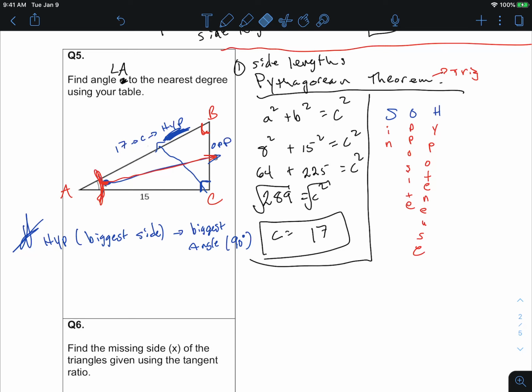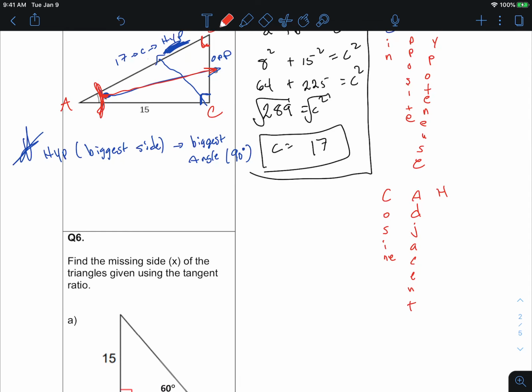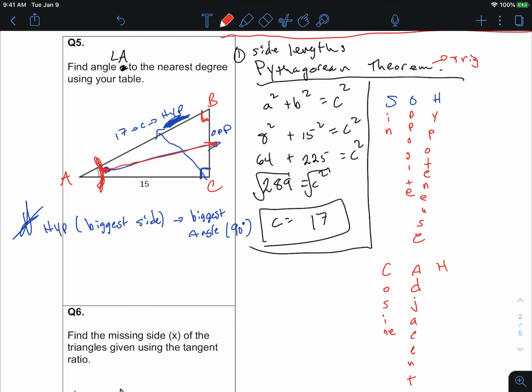Now the last one that you have to label is, if we go back to CAH, this is cosine. And what do you think A stands for? Adjacent. And that's hypotenuse again. So you've got O, H, and A, and then you've got sine, cos, and tan. All these things are just ratios.